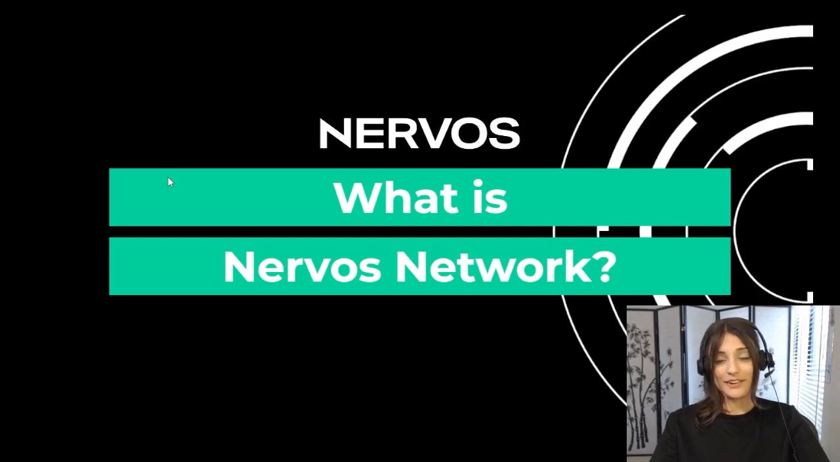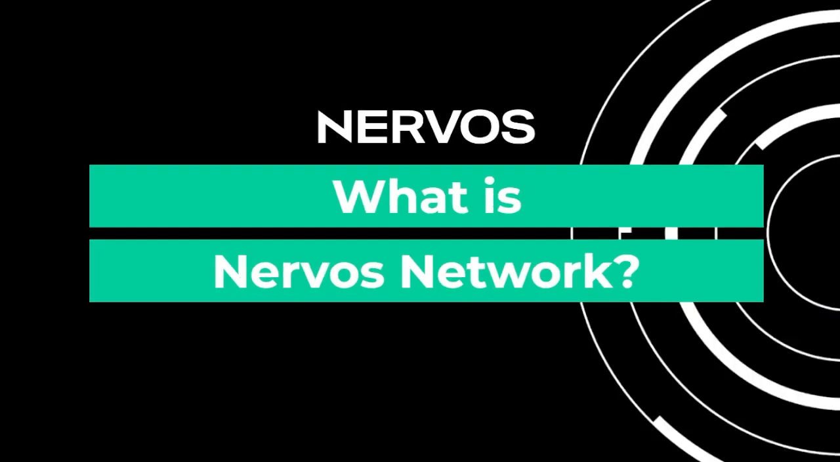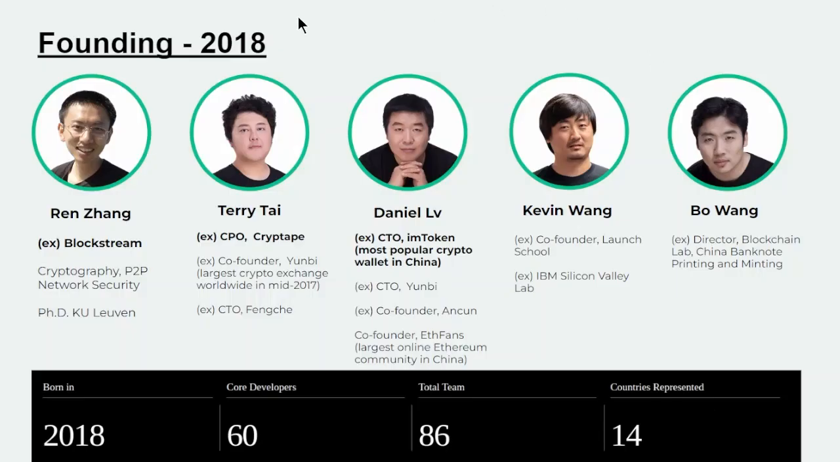So, first section: what is Nervos Network? Let's go ahead and get started. First off, Nervos Network was founded by these very smart gentlemen from China in 2018. And now we have over 14 countries represented, over 86 people on our total team, and over 60 core developers. And again, we were founded in 2018.